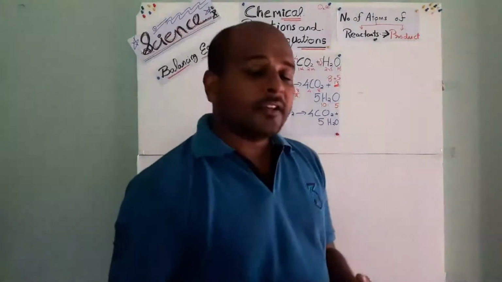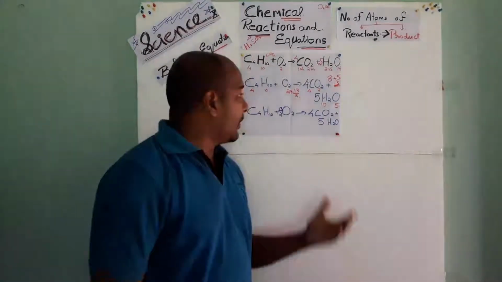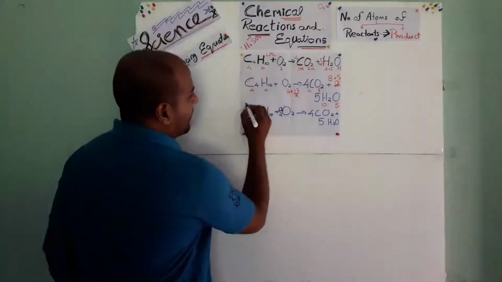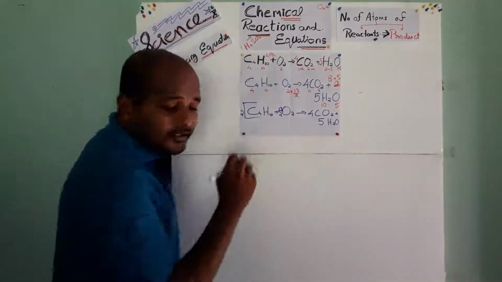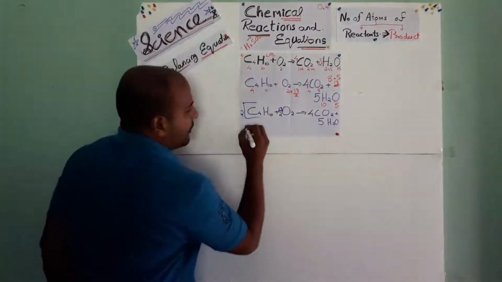What do we need in the answer? It is about whole numbers. So how can we convert this into whole numbers? Just multiply the entire equation by what? 2. So what will we get? 2 C4H10. It's not a space, I will write it smaller.